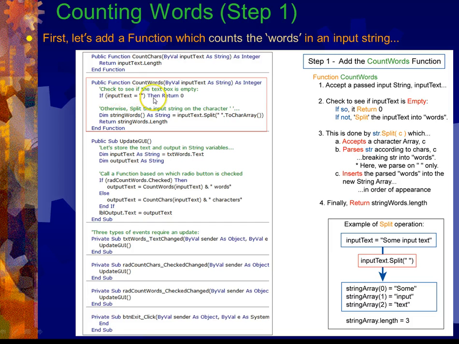So what does this first line mean? If input text is empty, then what do we do? We return 0. There's no words. And as soon as we write return 0, that means we exit this function, so none of this will get run in that case. But if it's not true, then what do we do next?